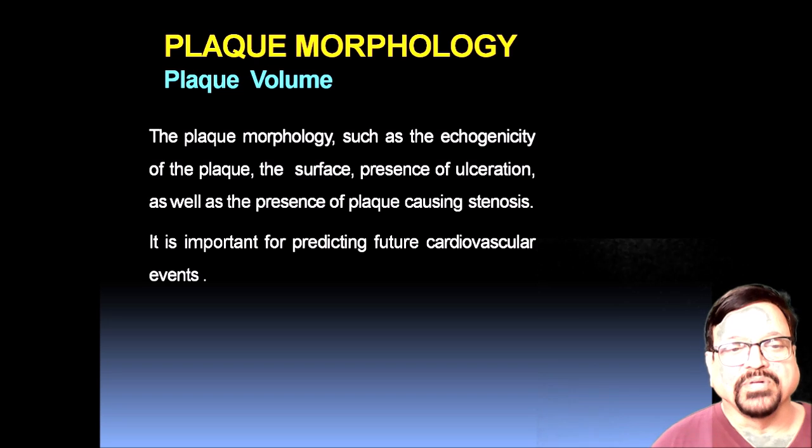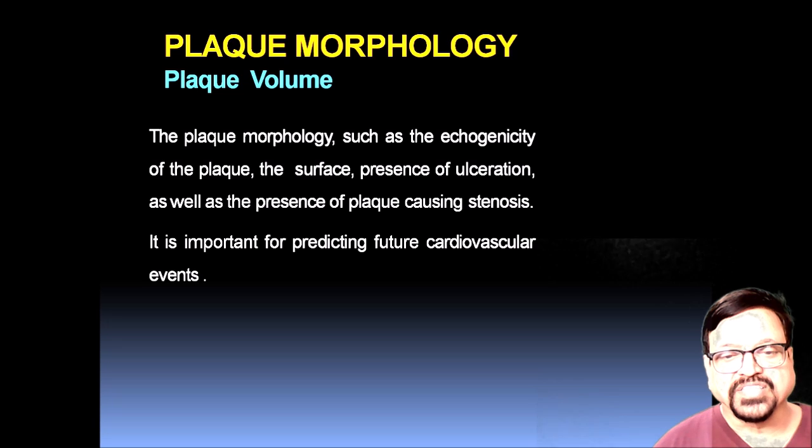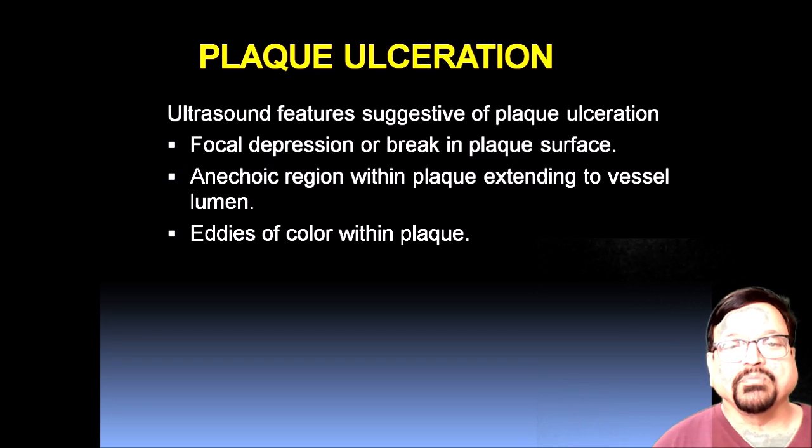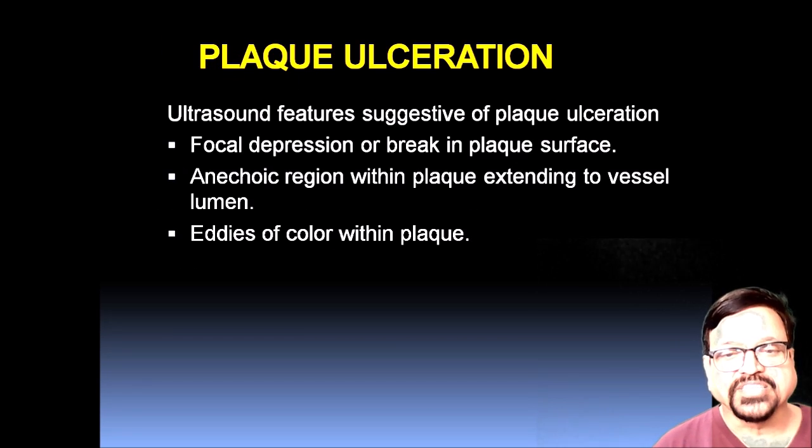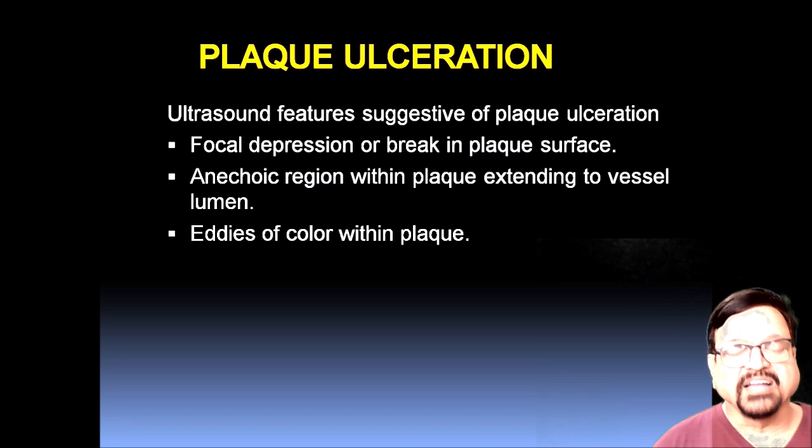Now, what is plaque morphology? First is plaque volume. The plaque morphology, such as echogenicity of the plaque, the surface, presence of ulceration, as well as presence of the plaque causing stenosis, is important for predicting future cardiovascular events. Now, plaque ulceration. Ultrasound features suggestive of plaque ulcerations are focal depression or break in the plaque surface, then anechoic region within plaque extending to the vessel lumen, and eddies of the color within the plaque.